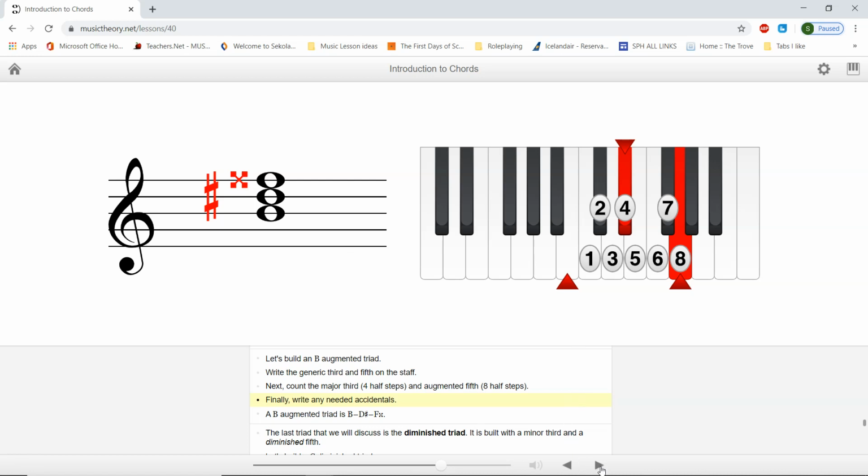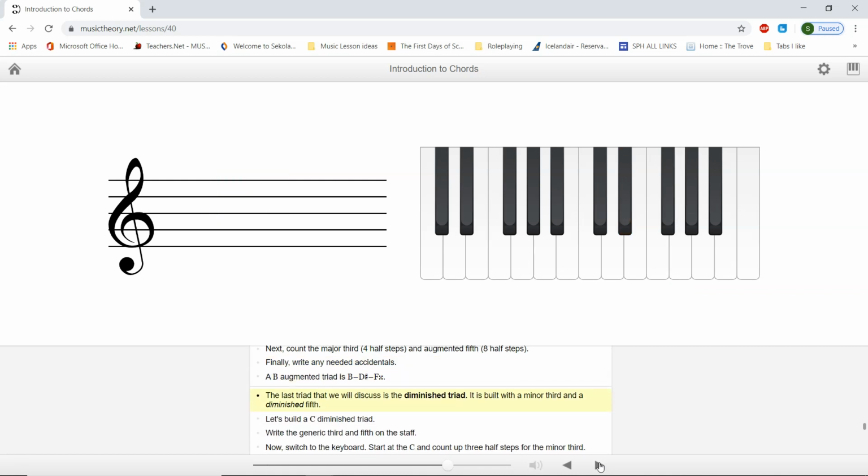You're not going to be quizzed on it, but I just want you to understand that that is how the augmented chords work. The fifth is extended a half step. The last one we're going to talk about is the diminished triad. This is like the opposite of augmented. This is extra minor, so to speak. Okay? So it's built with a minor third and a diminished fifth.